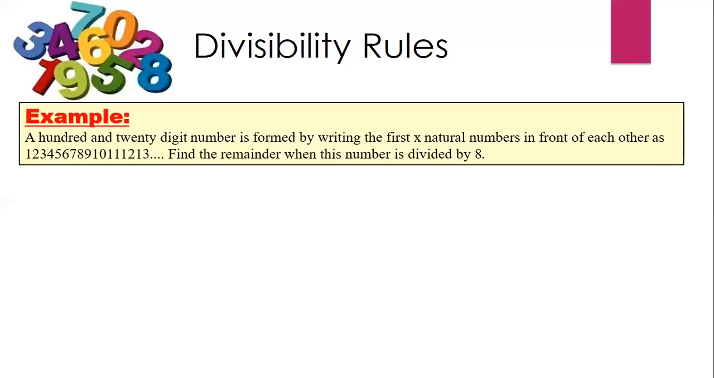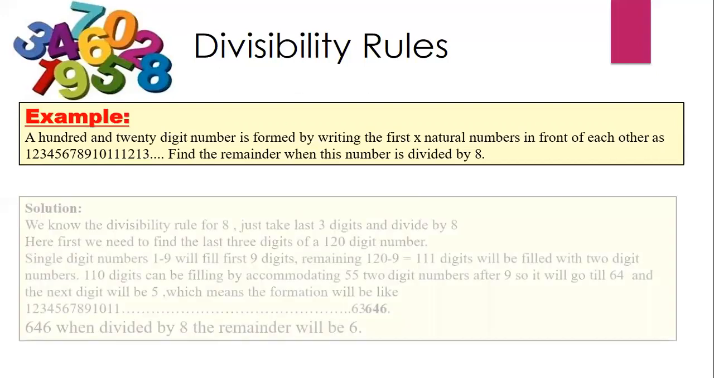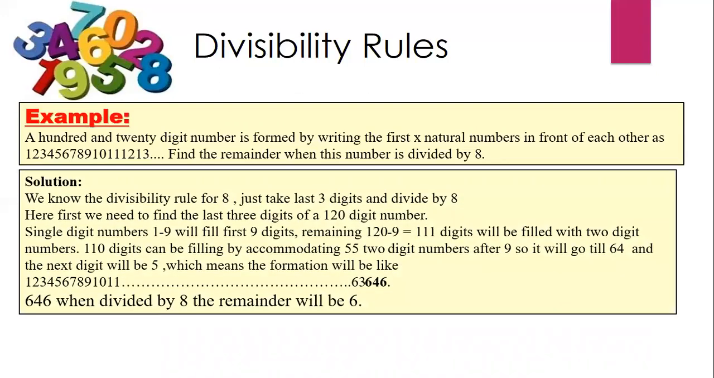So what we are going to do, we need to find out the last 3 digits in that 120 digit number, and when that number is divided by 8, whatever the remainder we are getting, that number will be our remainder. So now we'll just see. To find out the last 3 digits of that 120 digit number, what is the logic which we are going to follow? There are many logics, but I'm going to say my logic.